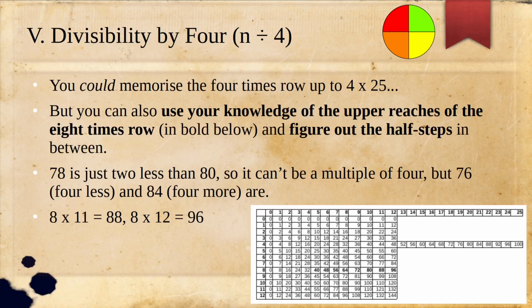Now, when I was a kid, we only memorized the times tables up to 10 by 10, but my parents' generation went up to 12 by 12, and you'll probably want to know that 8 times 11 is 88, and 8 times 12 is 96.